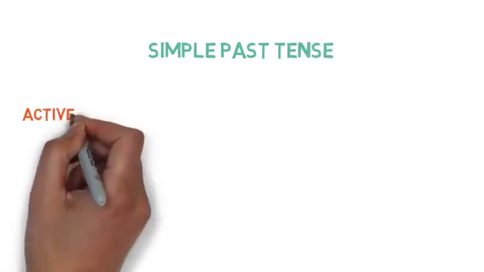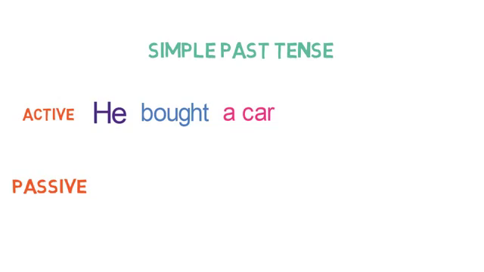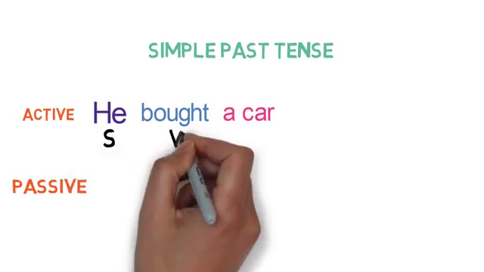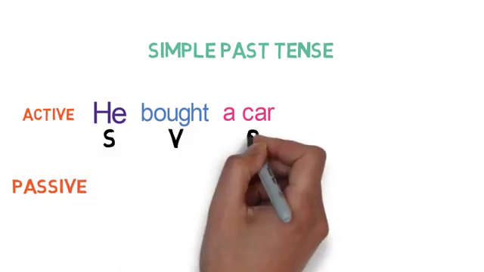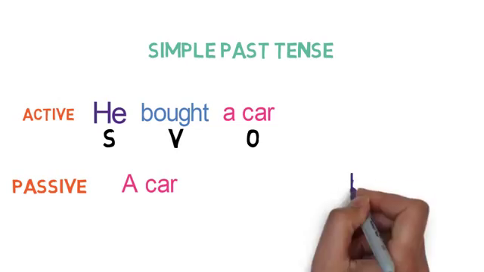Active sentence: He bought a car. Passive sentence: Firstly, we need to identify subject, verb and object. Here, he is the subject, bought is the verb and a car is the object. Now, let's swap the position of subject and object. So here, it will be a car and at this position, it will be him.